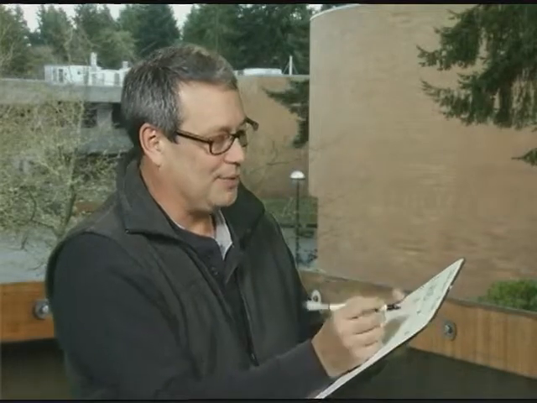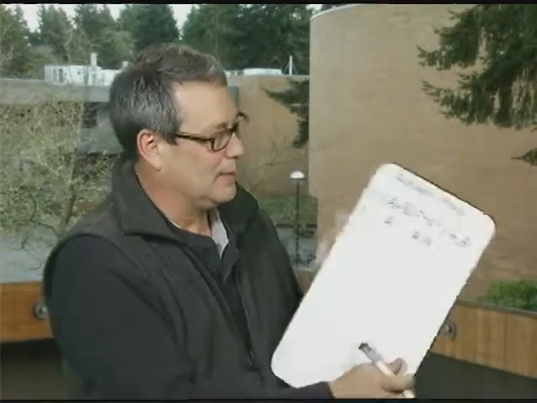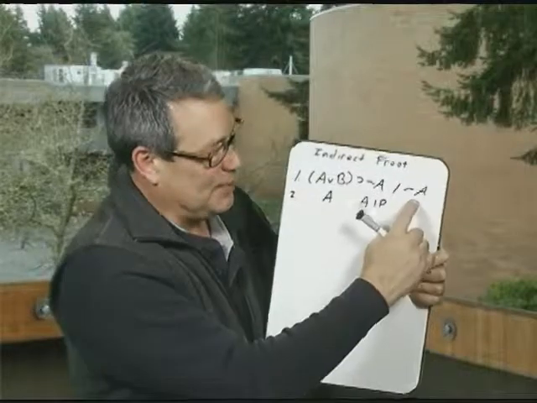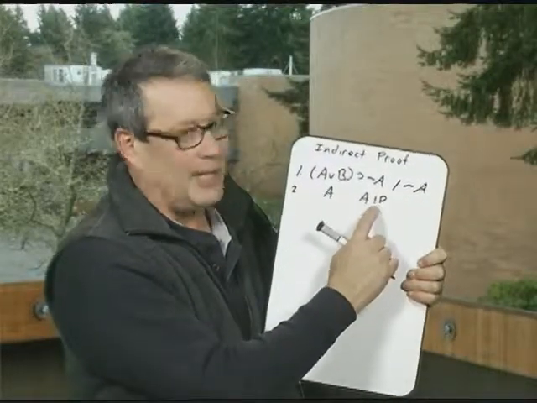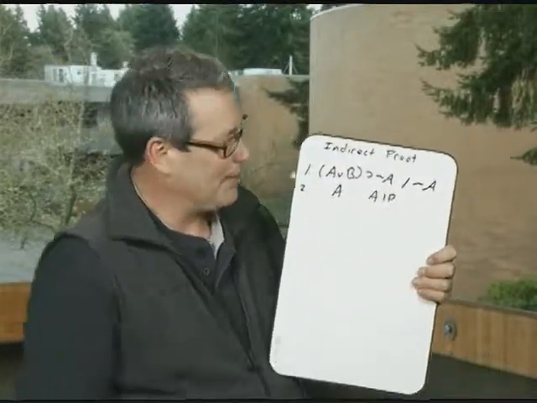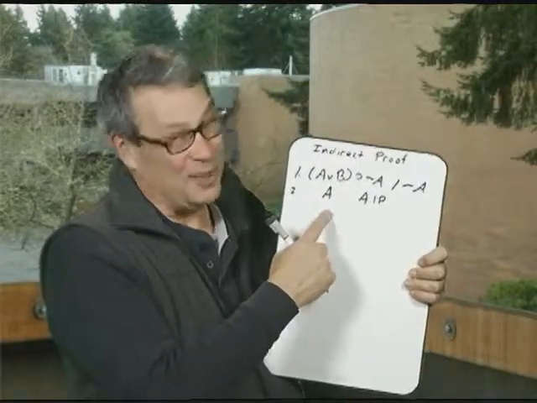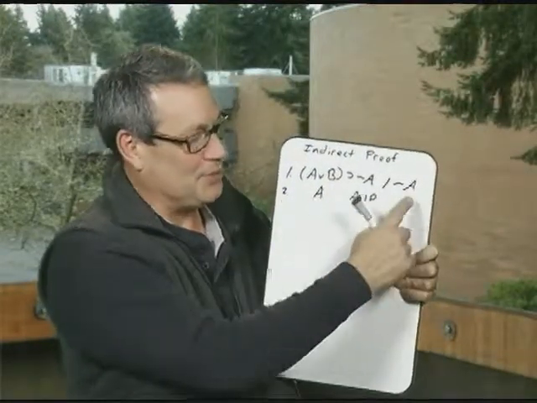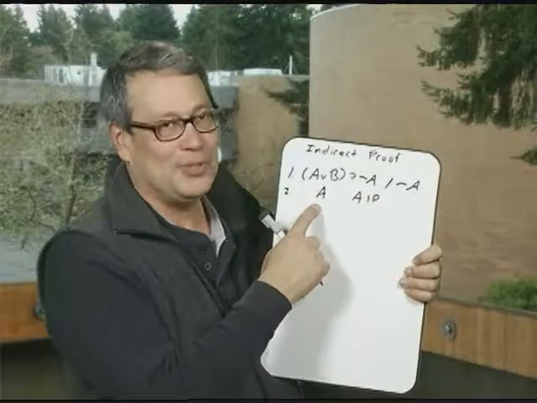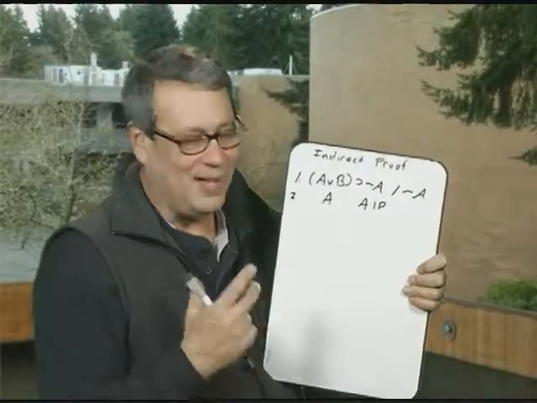I indent to the right. A, there's the opposite of my conclusion. And I write AIP, assumption indirect proof. I don't know that's true. In fact, I actually think it's false. I believe if the premise is true, I should get tilde A. So I'm assuming something I think is crazy, nuts.